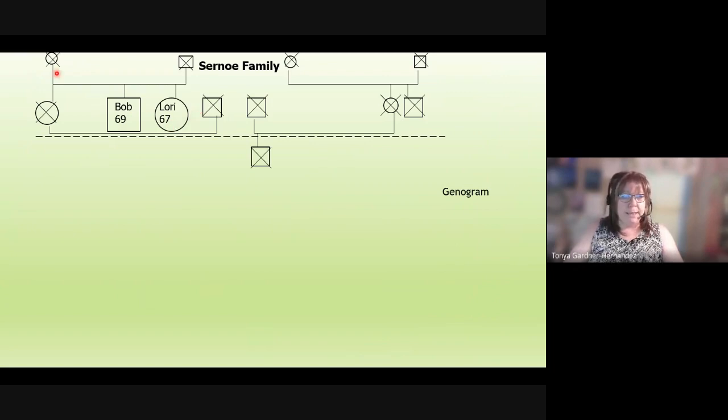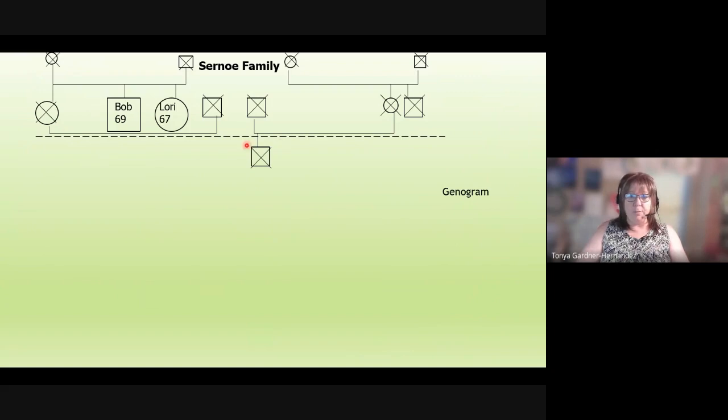If you see lines like this, it means that they are married, and then these are their children that were from that marriage. Again, this right here would mean that there was a sibling to Bob and to Lori who was a female. She was the firstborn and she's deceased. And then Bob and Lori are still living. And then we have a younger male who is also deceased. The grandparents of this particular family are both deceased, and the same thing on both sides.